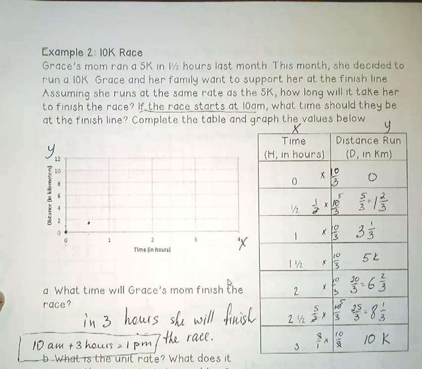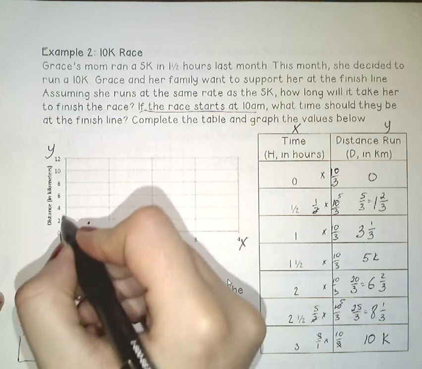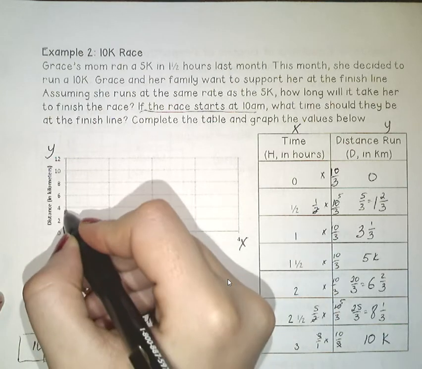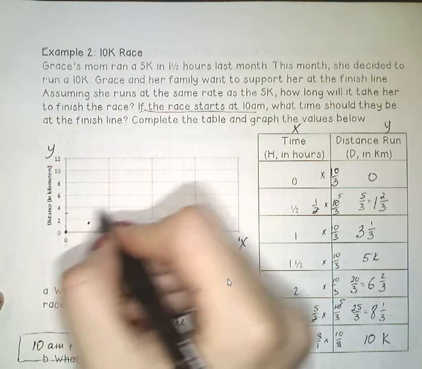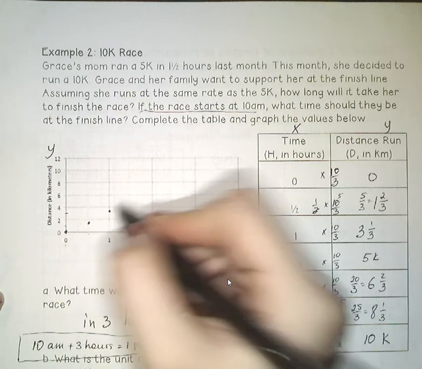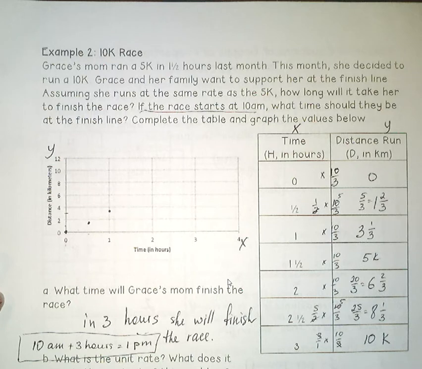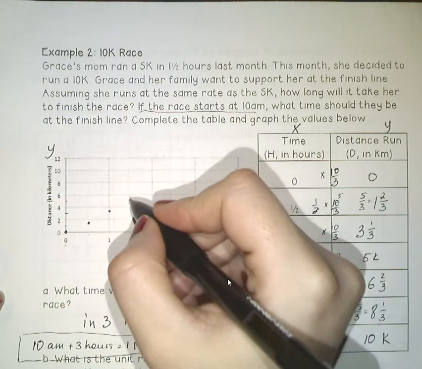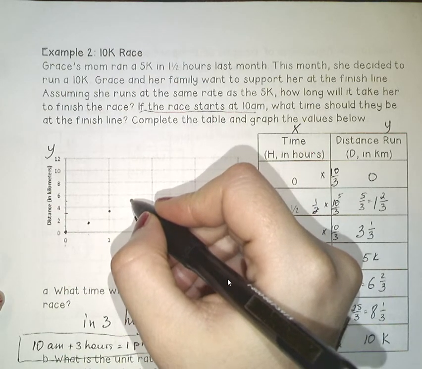1 is 3 and 1/3. 3 and 1/3, so 3 is in the middle between 2 and 4, and 1/3 is going to be somewhere here. This graph is not going to be very, very accurate because it's very tricky to find thirds. So let's see, 1.5 is 5. 5 is right between 4 and 6. So somewhere here.